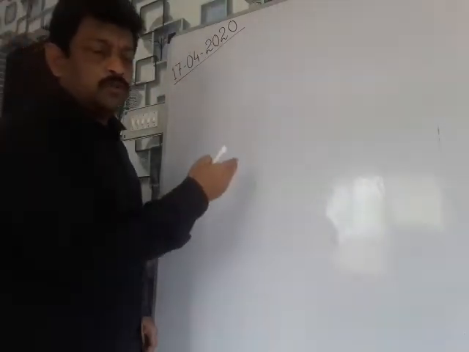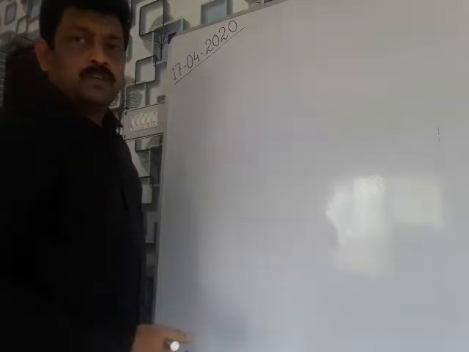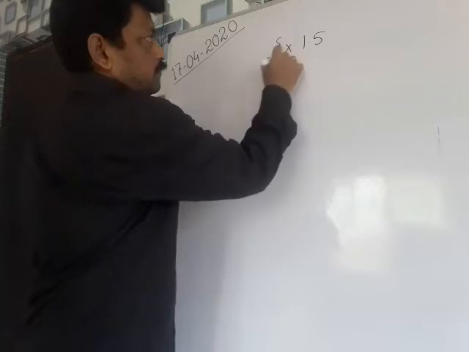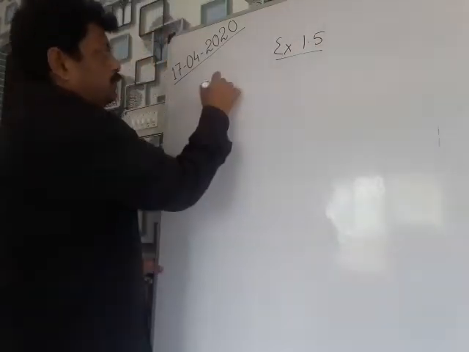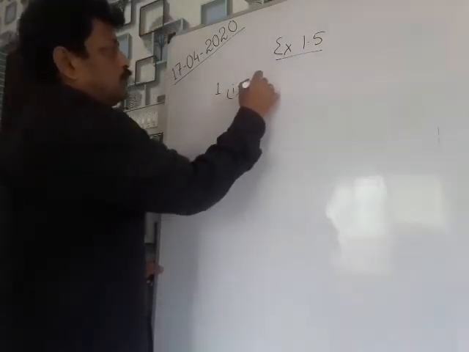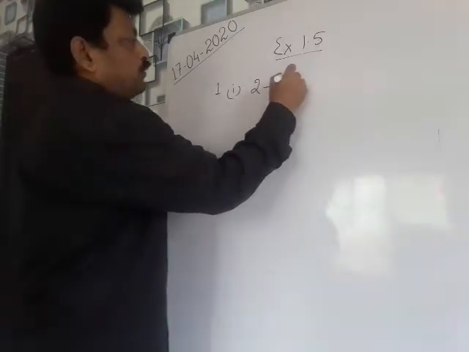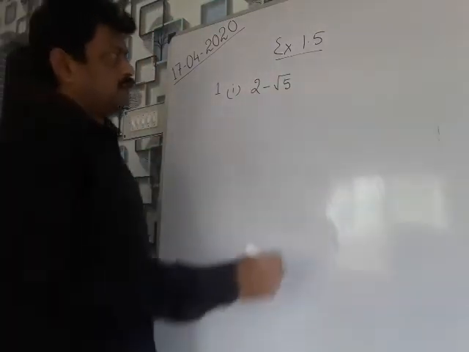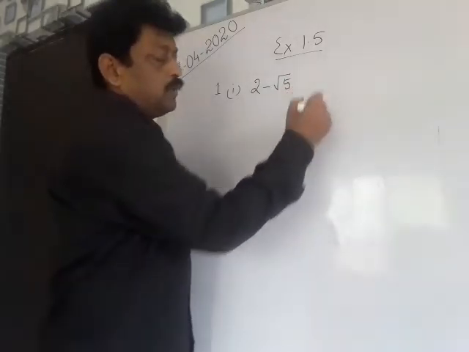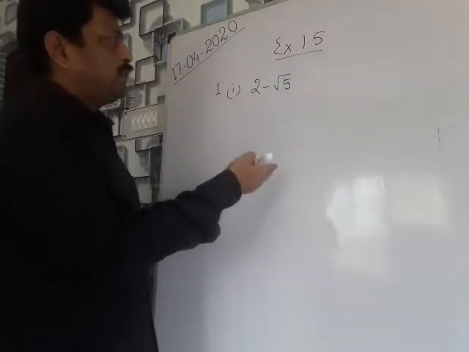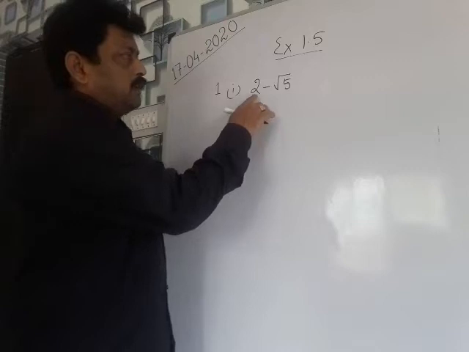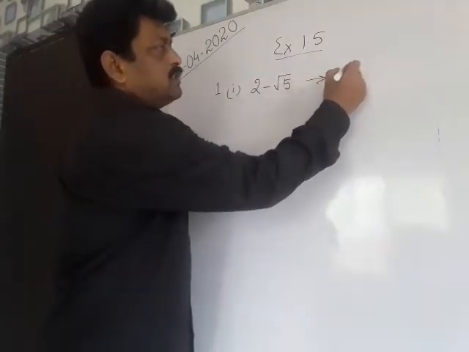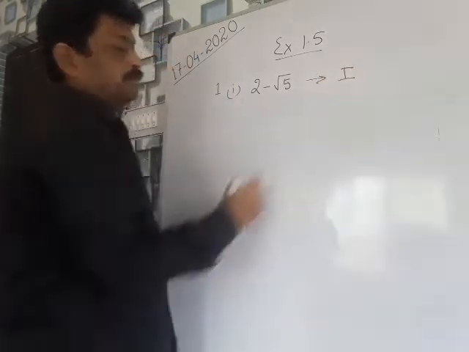Now I am going to solve some problems from NCERT exercise 1.5. Question number 1, Roman 1 is 2 minus root 5. We have to say whether it is rational or irrational. So just a while ago we have learned in the theory that rational minus irrational is always irrational. So the answer is irrational.